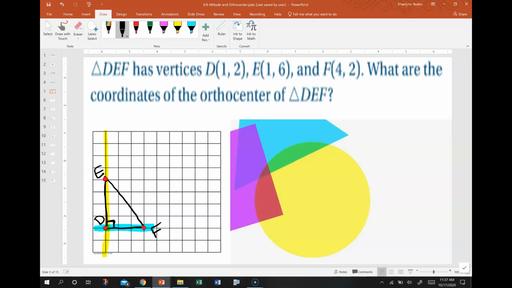All right, this time we're going to extend FD. I'm just going to extend it. Now we're going to find where on ED. DF is a horizontal line. If I want to be perpendicular to DF through point E, I need a vertical line. So then that is where that is. Now if you notice, they all meet at the right angle, which I mentioned earlier. So that means that my point of concurrency, the orthocenter for the altitudes, is the point 1, 2.